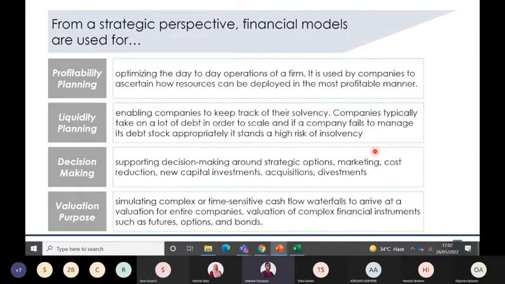And then another purpose is for valuation, right? So for example, for options and bonds, you need to value them as time goes on, right? And even for mergers and acquisitions, you need to value the company you're looking at buying correctly, to know the amount of consideration you need to give. And the financial model helps you achieve this, right?